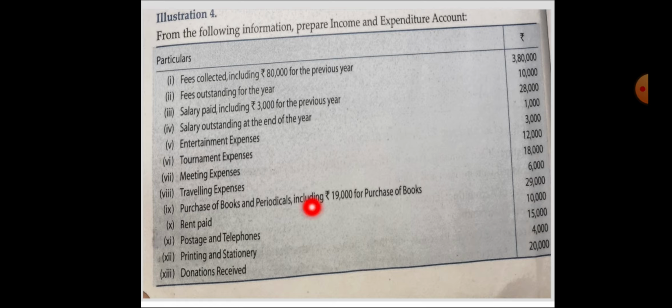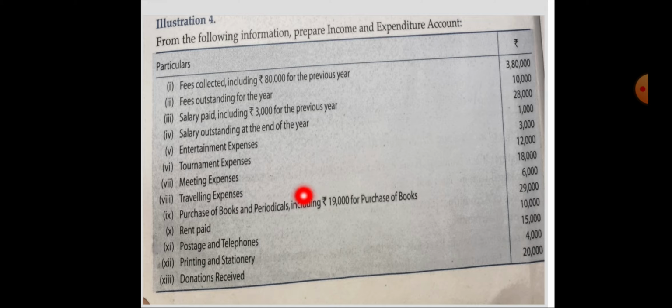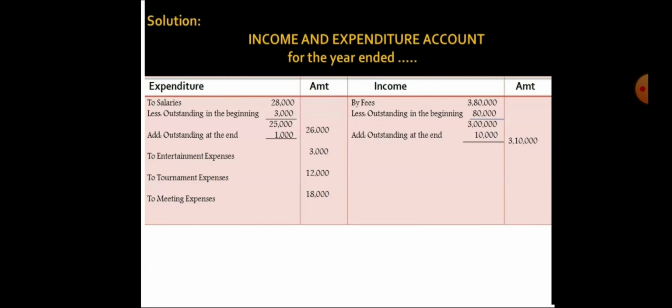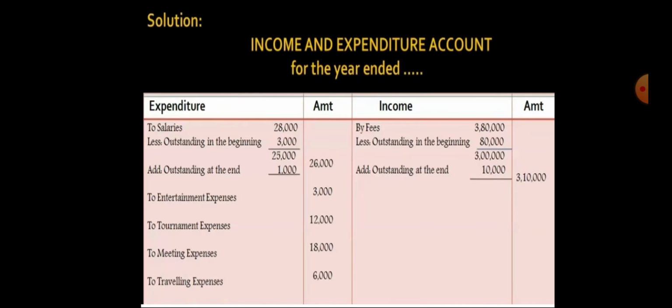Next item, tournament expenses. Here again expenses, 12,000 is the amount. So see, you can record it in the expenditure side. To tournament expenses 12,000. Okay. After tournament expenses, meeting expenses with 18,000. Again expenses. So meeting expenses, traveling expenses, both will be recorded in the expenditure side. See, meeting expenses 18,000 and traveling expenses you can see 6,000.